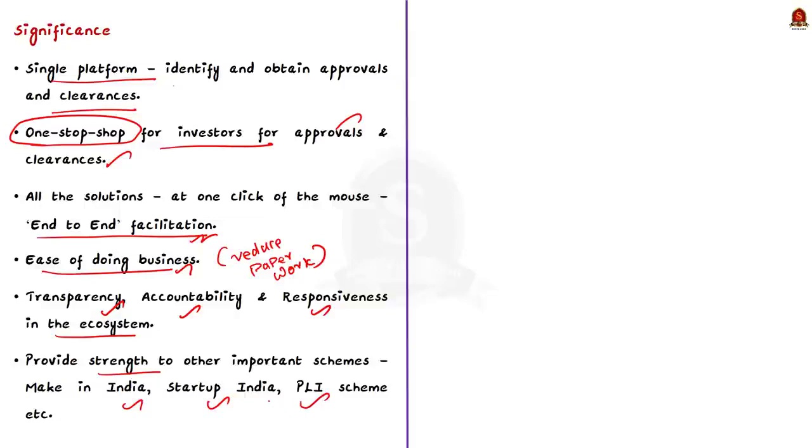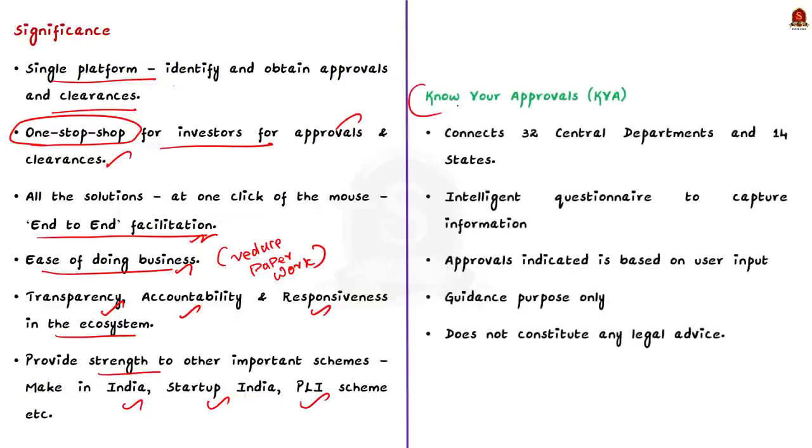See, NSWS works on the Know Your Approvals module. See, the KYA module supports information across 32 central departments and 14 states. Now you may have a question. What is this KYA module? See, Know Your Approval is a user-friendly tool to help you identify central and state government approvals required.